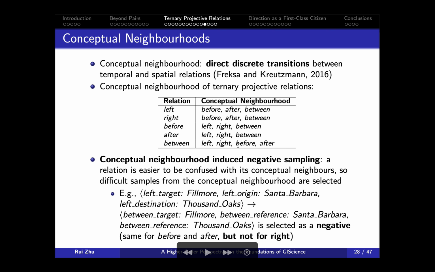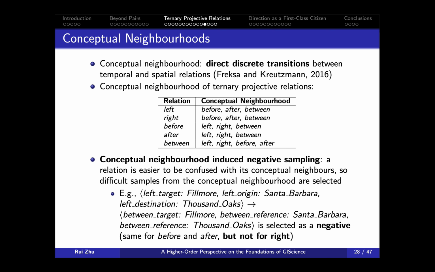For example, the statement Fillmore is on the right from Santa Barbara to Thousand Oaks can generate negatives using the relations between, before, and after, as they are neighbors to the relation right.